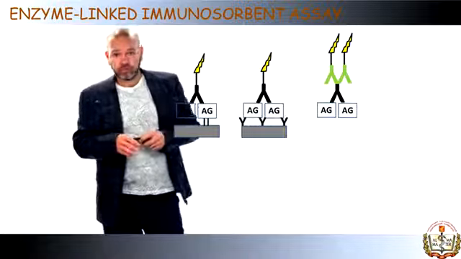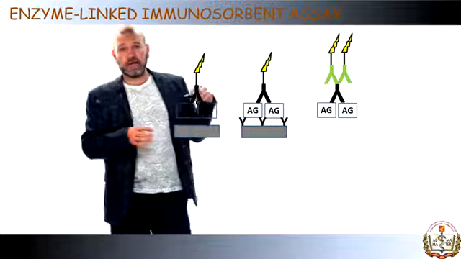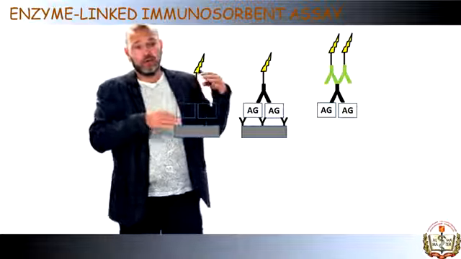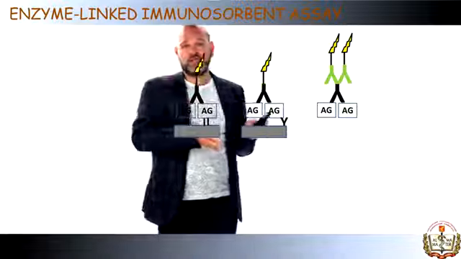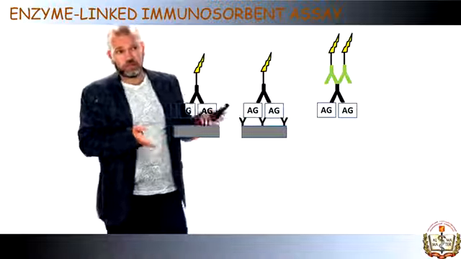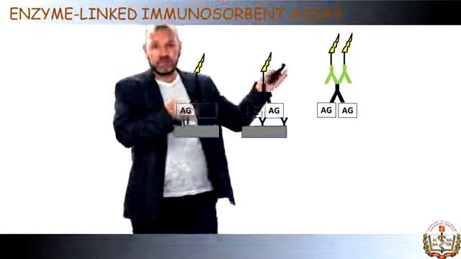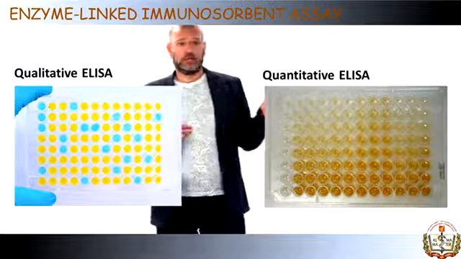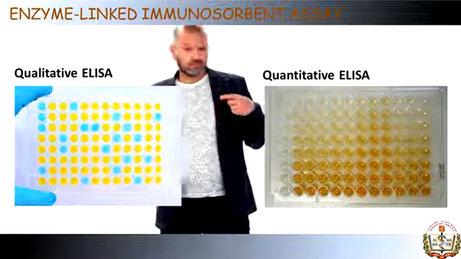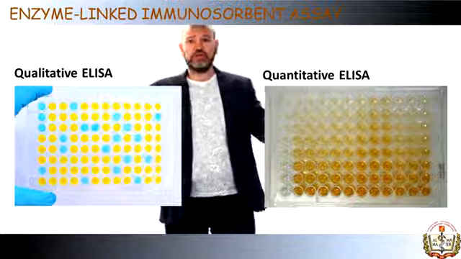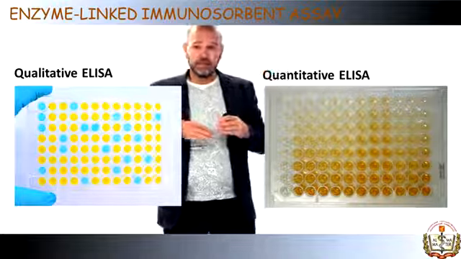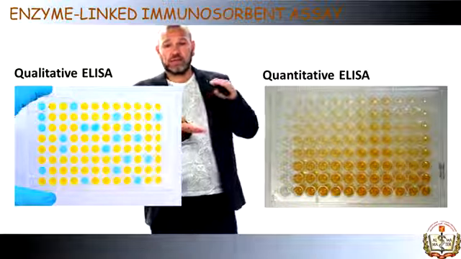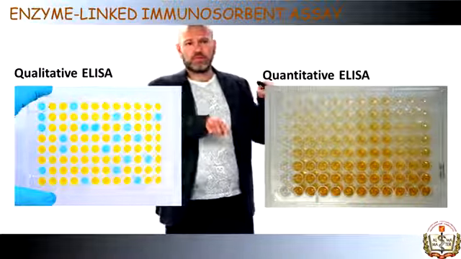Of course, we can use indirect capture with direct detection, or direct capture with indirect detection. We can combine multiple variations according to the weak side of a particular test system, depending on whether you need to improve accuracy or sensitivity. So we have two modifications of ELISA: qualitative and quantitative. If all you need is just plus or minus, you have that modification. If you need to understand how many, you can use quantitative.